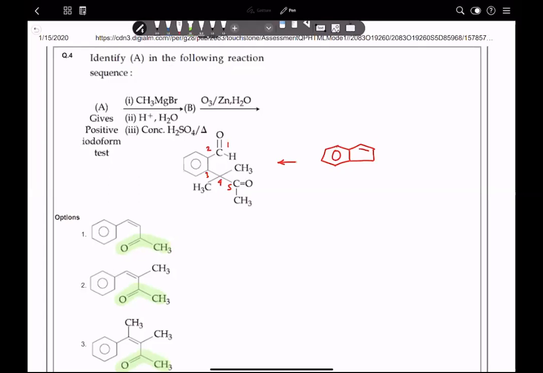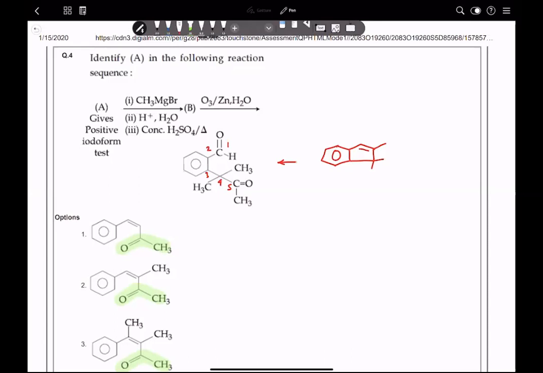and then one CH3 is over here, 2 CH3 are over here. If you do ozonolysis of this compound, you will get the given compound. And this is formed with the H plus, what we say dehydration of alcohol. This compound is formed by dehydration of alcohol, and before that Grignard reagent attack is there.